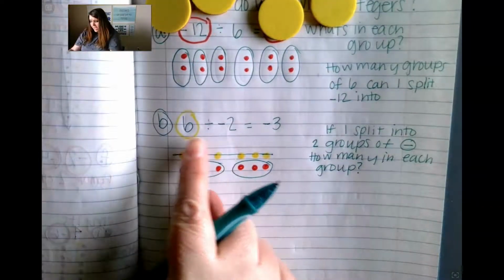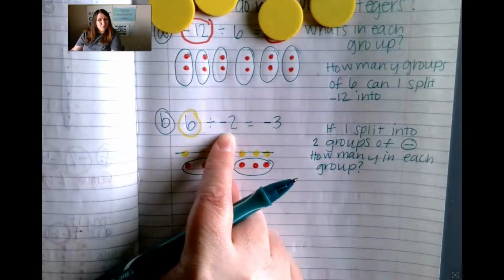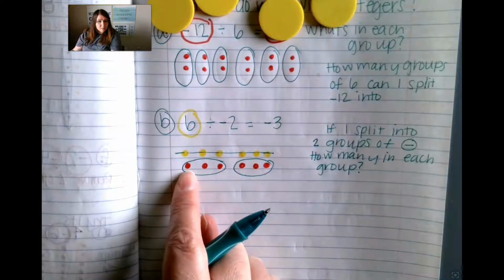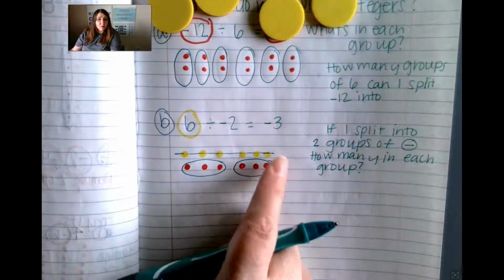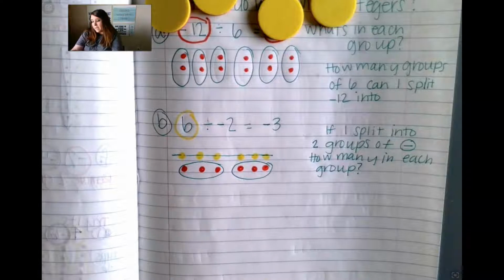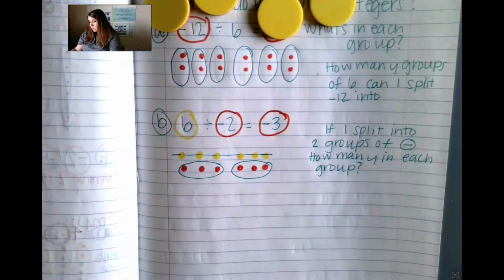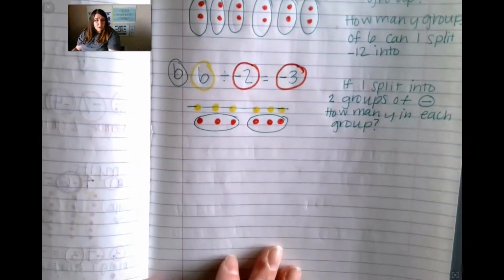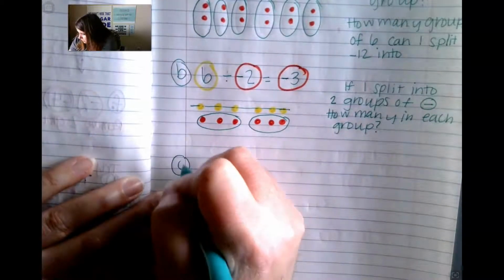Again, I can't split negatives, or I can't create negative groups unless I make the possibility, and I make that possibility by adding on the 0 pairs. So once I added on the 0 pairs, I could then look at just the negatives, and that's how I was able to get -3.